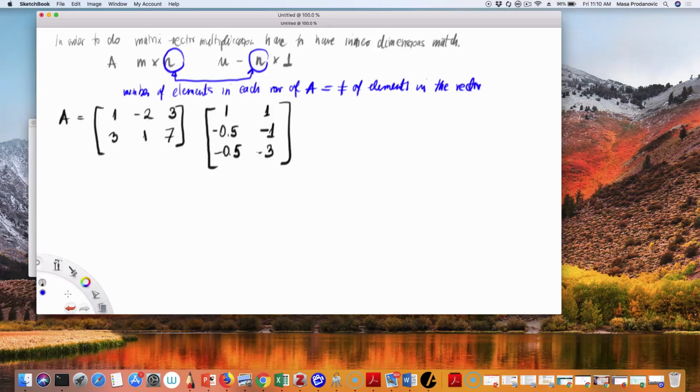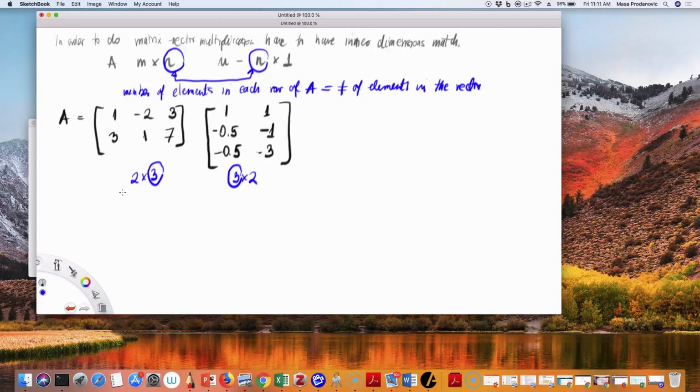So my matrix A is 2 by 3, right? I have 2 rows and 3 columns. So each row has 3 elements, because I have 3 columns. So my matrix B has to be 3 by something. B has indeed 3 rows and 2 columns, so 3 by 2. So this is matching. I can perform the scalar product of the row vectors in A and the column vectors in B.